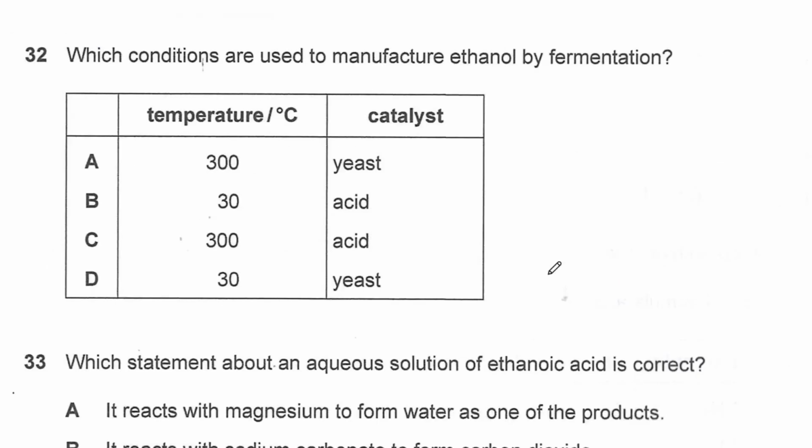Next question, question 32. Which conditions are used to manufacture ethanol by fermentation? So by fermentation, the temperature should be 30 degrees Celsius. So that means the answer is between B and D, and then the catalyst is yeast, not acid. So therefore, the correct answer is option D, 30 degrees Celsius for temperature, and then the catalyst as yeast.